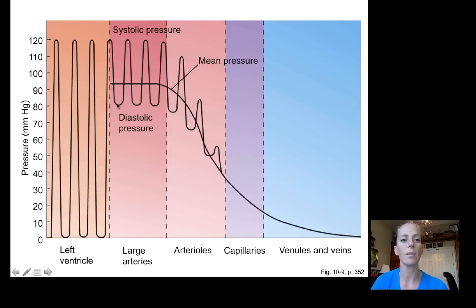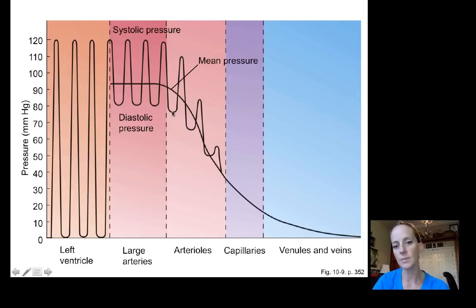So this is where your blood pressure measurements in the arteries, for example, the brachial artery measurement that's done with the sphygmomanometer, is going to be 120 over 80, not 120 over 0, okay? Because that's not healthy for the rest of the system. So 120 over 80 is a typical systolic diastolic pressure.